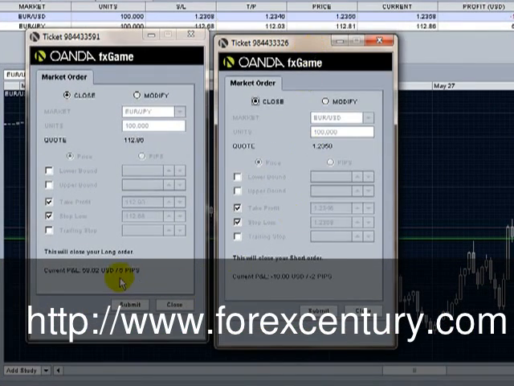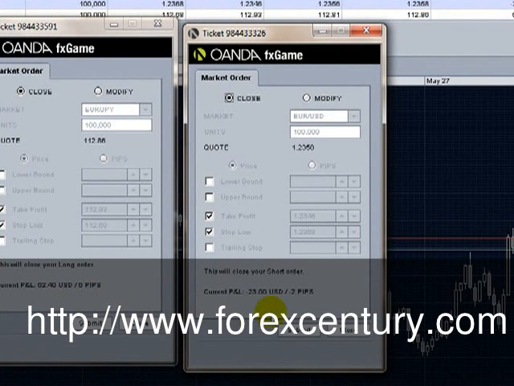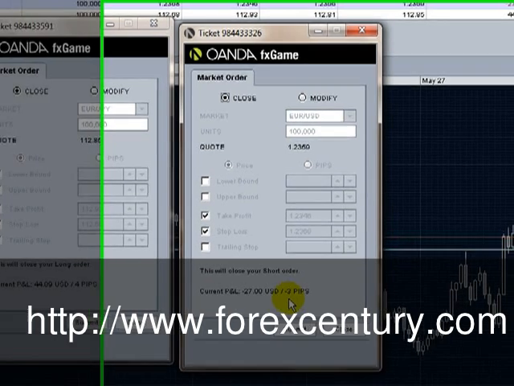So you can see I've got 6 pips there, 5. That's on the euro yen, and I've got -3 on the euro. And if I can get a combination of, let's say, 10 between the two of them, it'd be worthwhile taking the profits.